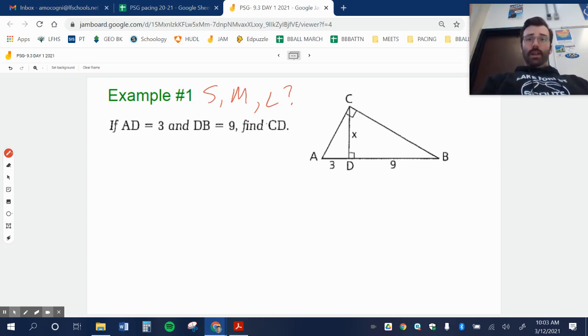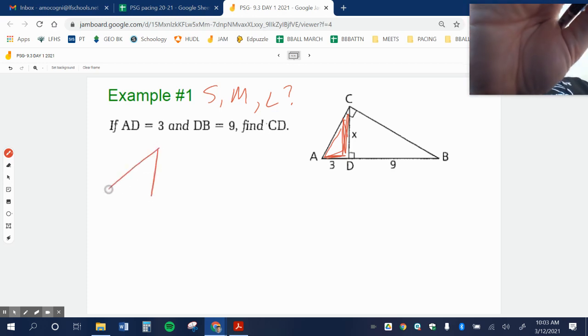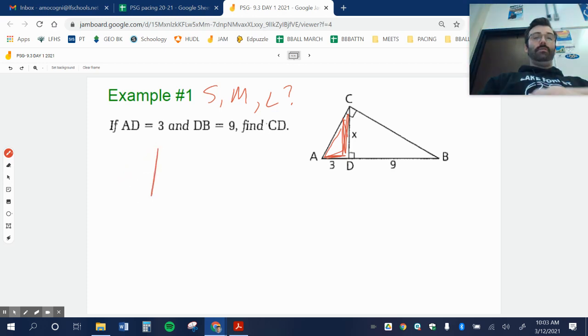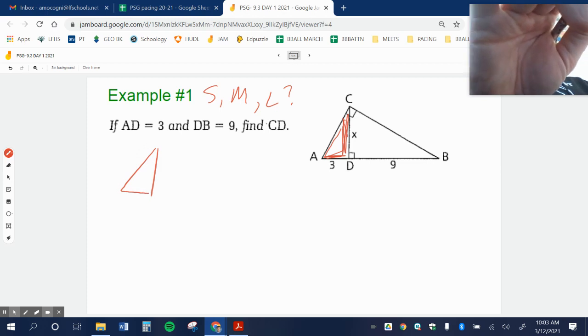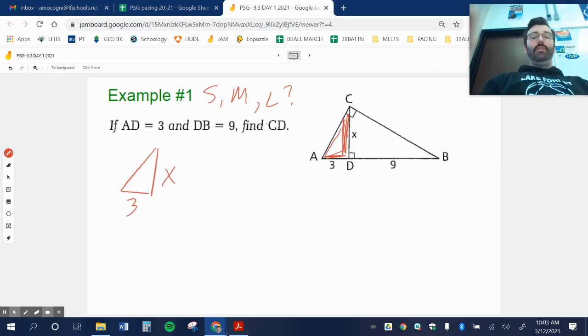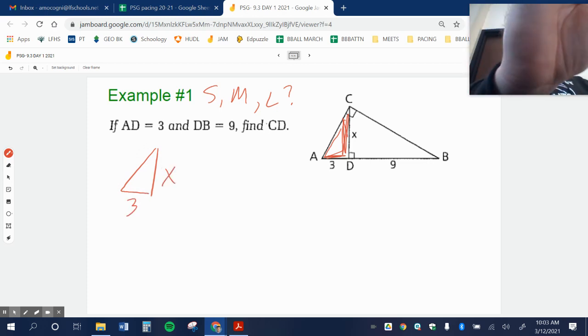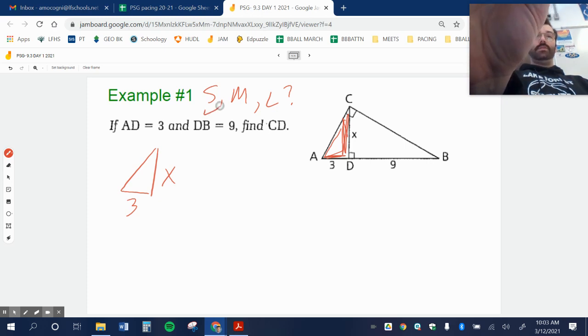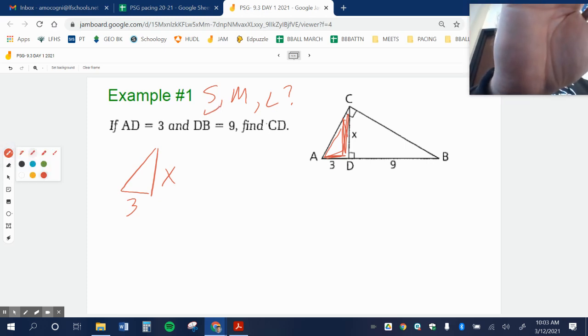So if I look at the small triangle, my small triangle is here. You'll see that I have the 3 and x. So I want to redraw that triangle separately, take it out of the picture, 3 and x. So the small triangle is one of them. Check. Medium triangle.